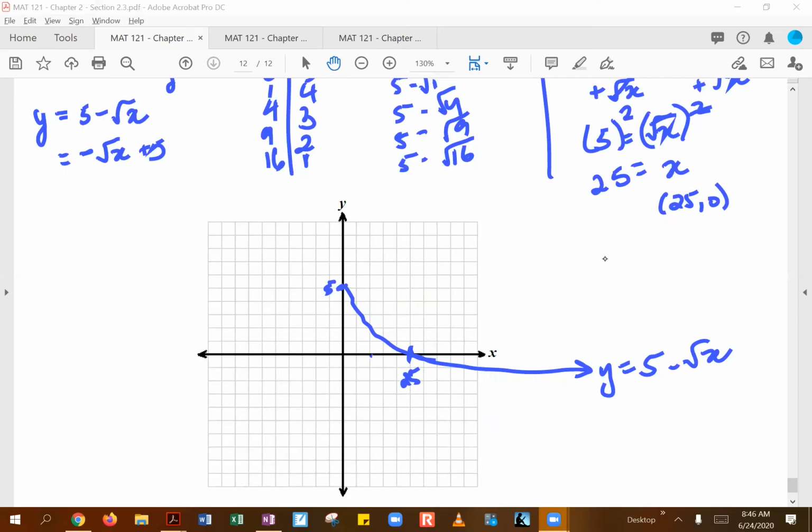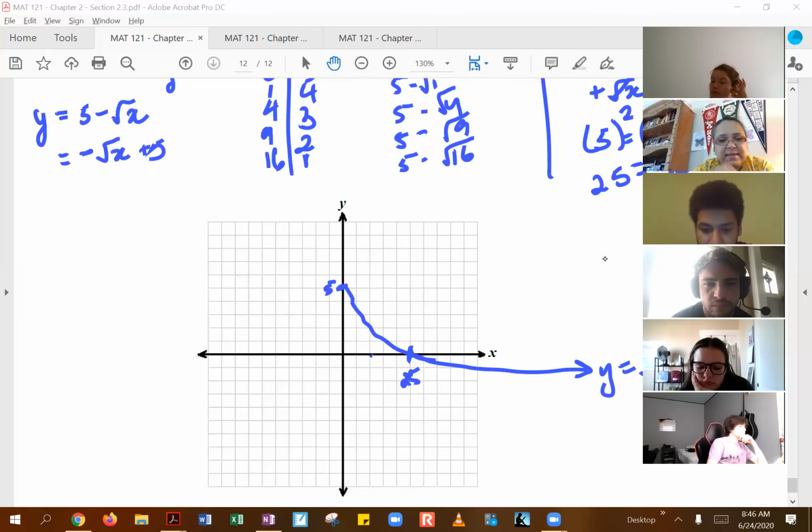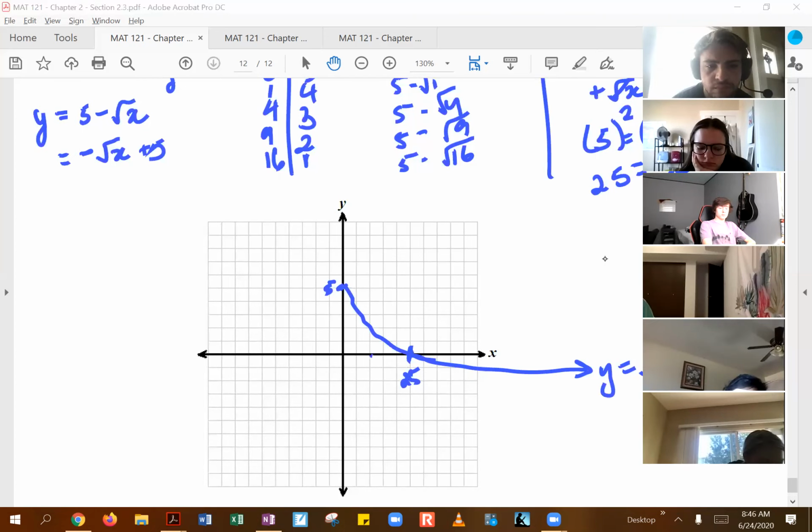Okay, let's see, Grace, you've got 0 to 25, including the endpoints. So what do you guys think? Is that the correct answer, or do you have a different answer than what Grace has given us? Because again, remember, we are looking at this in terms of the x-axis. Okay, Lori, you're going from 5 to 25, and we can take a look at that as well.